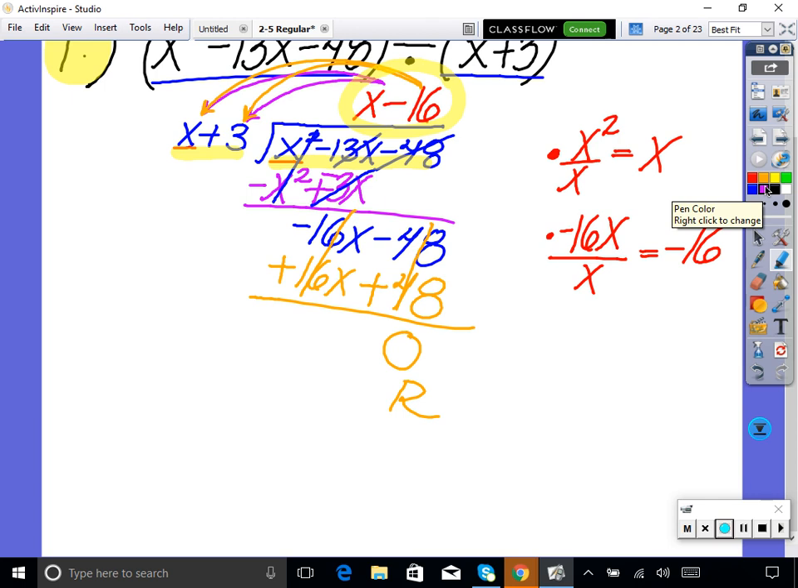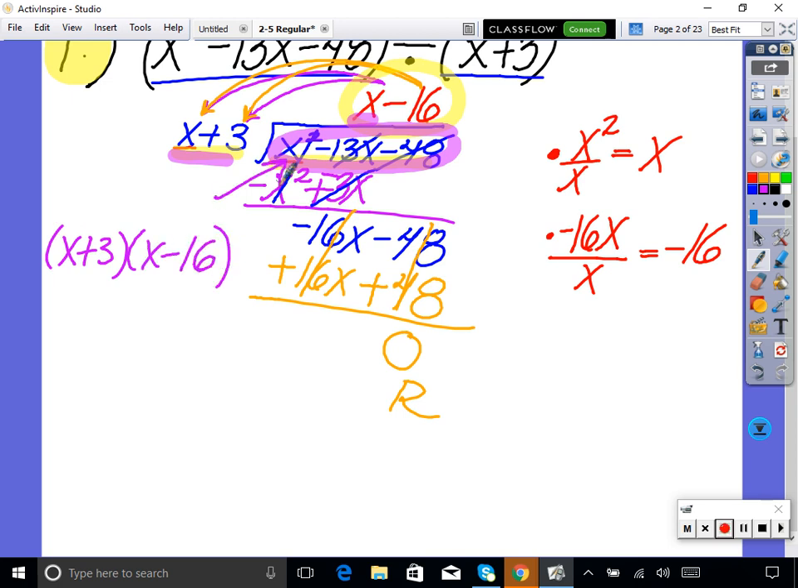Isn't it true now to say that this polynomial right here was equal to that times that? Just like we talked about. So it's also true, what we also know is that since it divided evenly, that it's true to say x plus 3 times x minus 16 equals that, right? All good. Now look how useful that is.